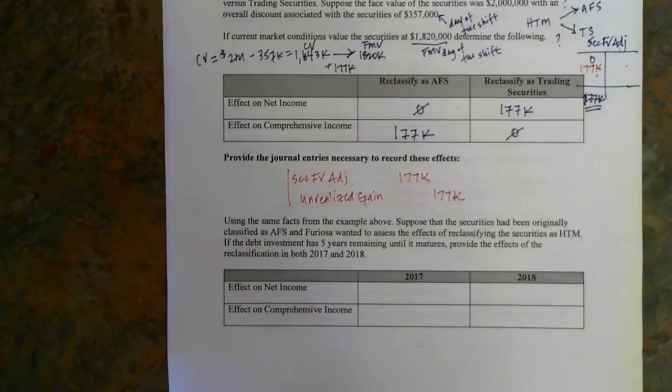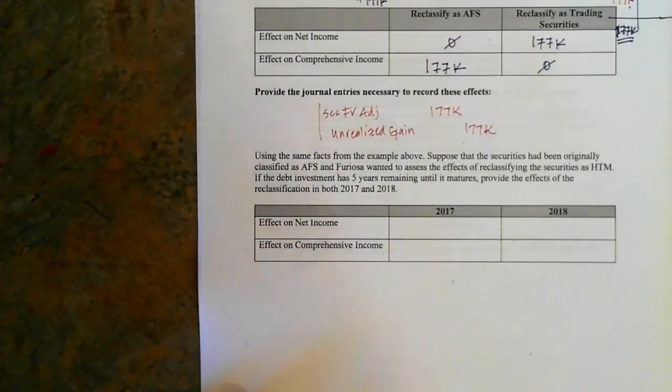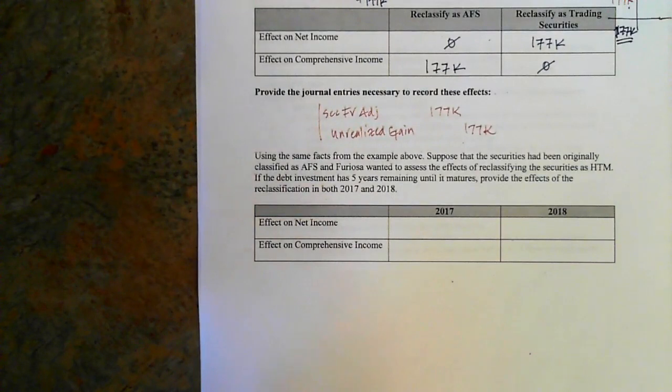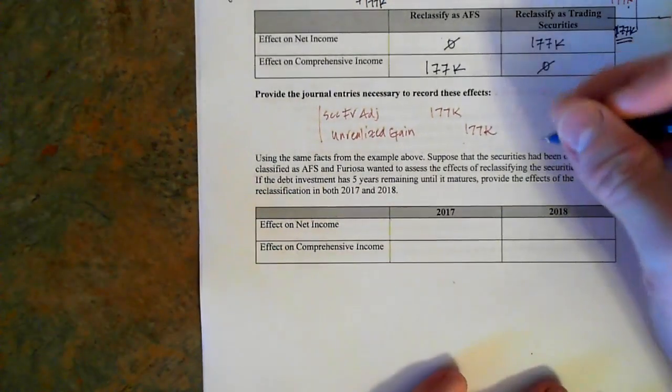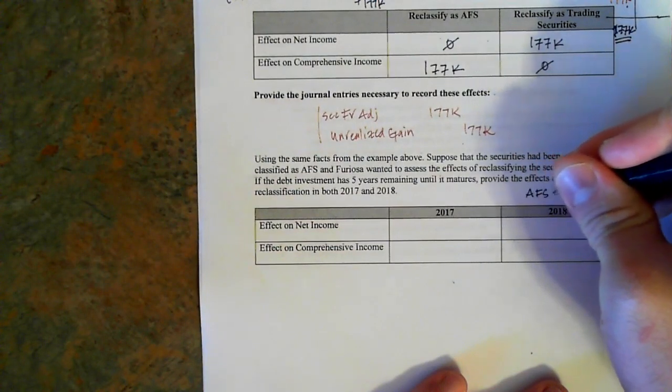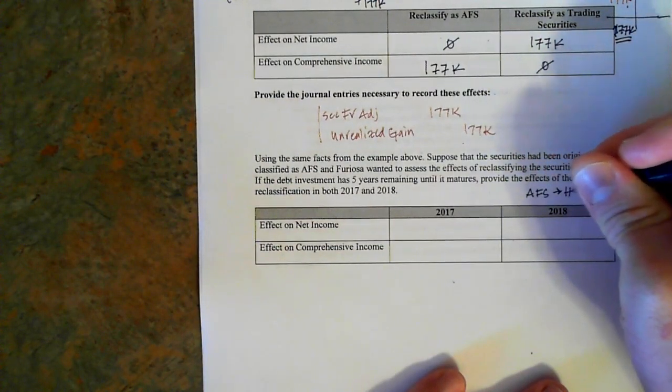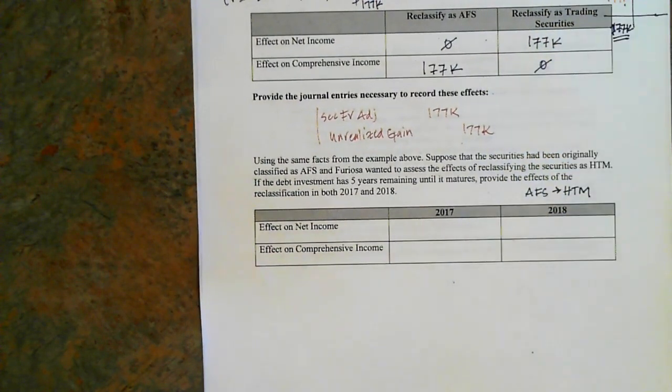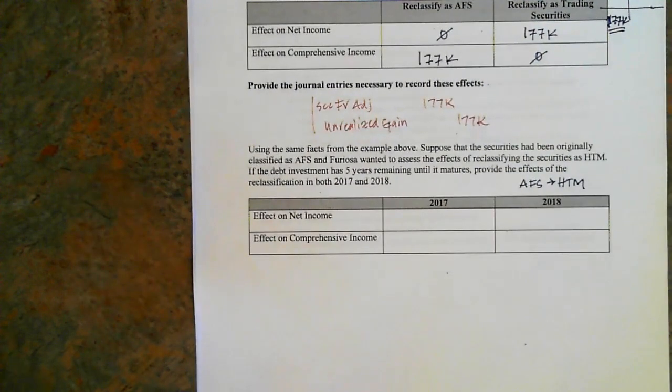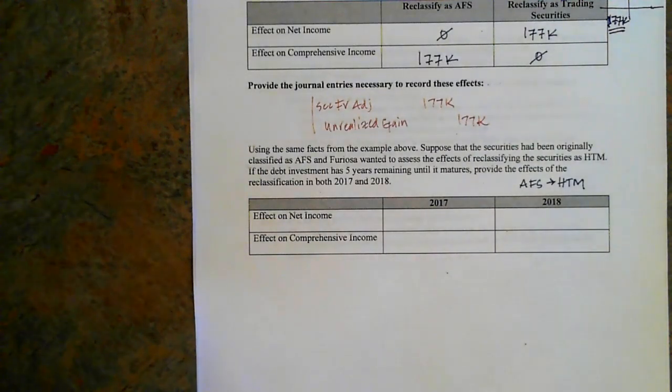All right, now I have the same effects as above, but let's now assume that it was an AFS investment, and they want to see, well, what will happen if we reclassify it as HTM? So we're going from AFS to HTM, that kind of cool and unusual one I talked about, where you have to amortize the difference of the unrealized gain or loss into the net income over time.